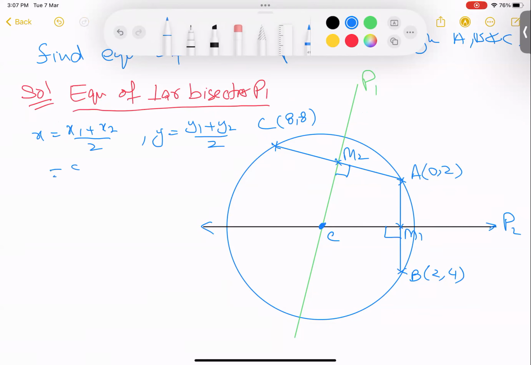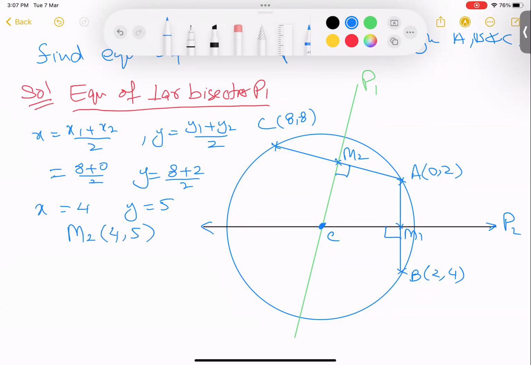First I'm applying it on P1, which is here, so I'm using A and C. X1 is 8, x2 is 0, and I got the midpoint x value as 4. Now y1 is 8 and y2 is 2, so 8 plus 2 is 10, divided by 2, I got 5. So midpoint M2 is (4, 5).